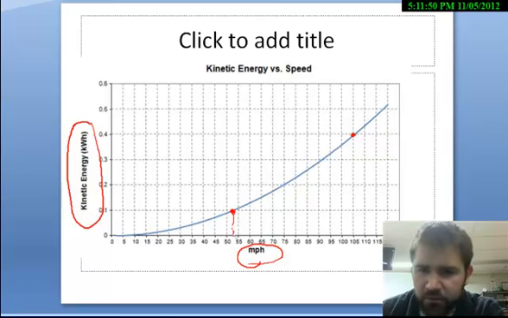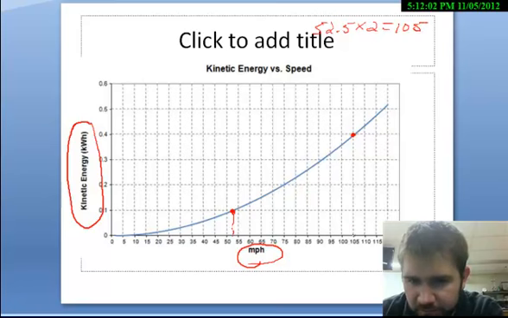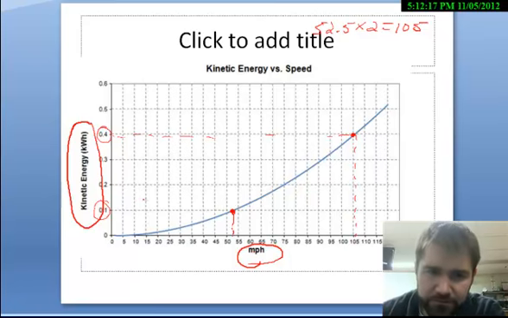So let's double our speed and see what effect that has on our kinetic energy. So double 52.5, 52.5 times 2 is equal to 105. So 105 is right here. And if we find our kinetic energy, it's 0.4. 0.4 is 4 times as big as 0.1. So while our speed only doubled, our kinetic energy quadrupled.